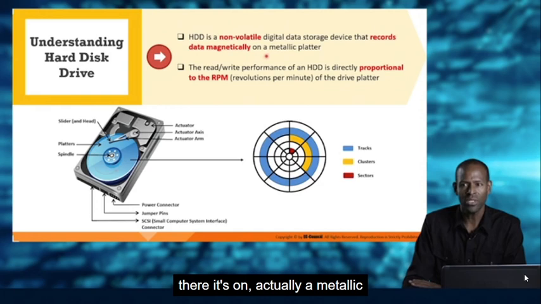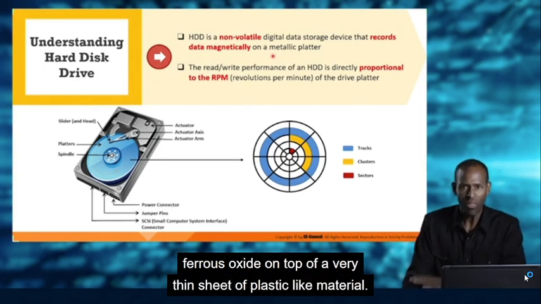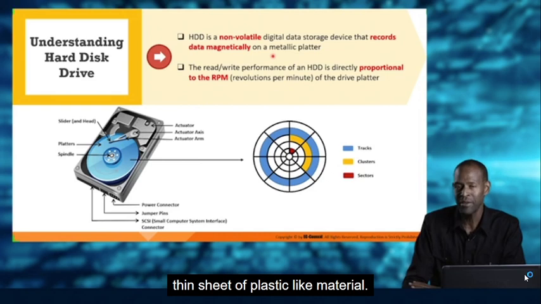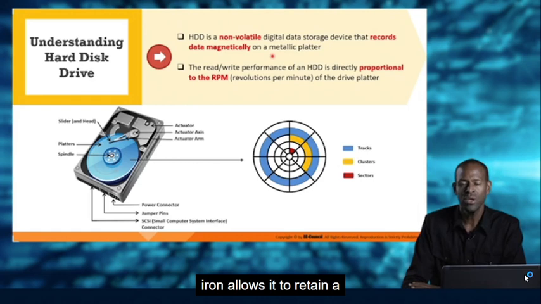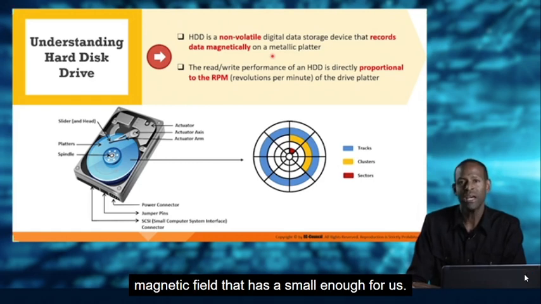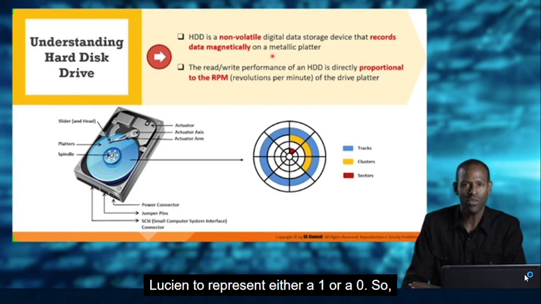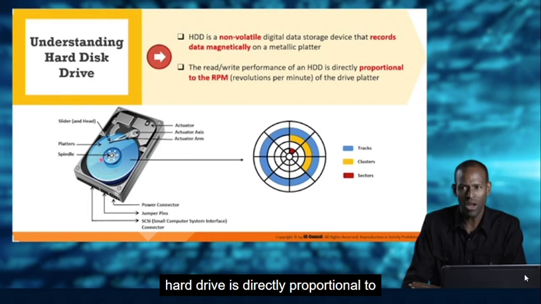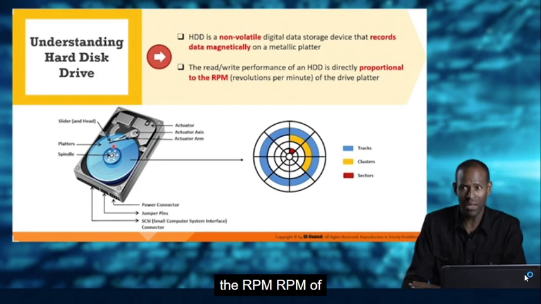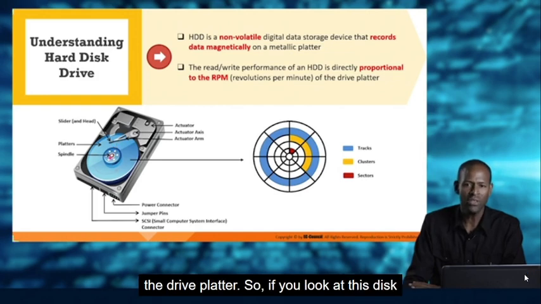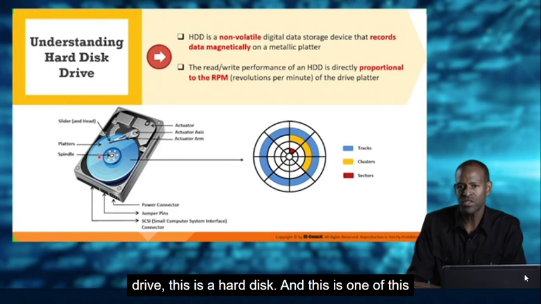And it's actually a metallic platter that has a coating of ferrous oxide on top of a very thin sheet of plastic-like material. And that ferrous oxide, which is basically iron, allows it to retain a magnetic field that has a small enough resolution to represent either a 1 or a 0. So the read-write performance of the hard drive is directly proportional to the RPM, the revolutions per minute of the drive platter.